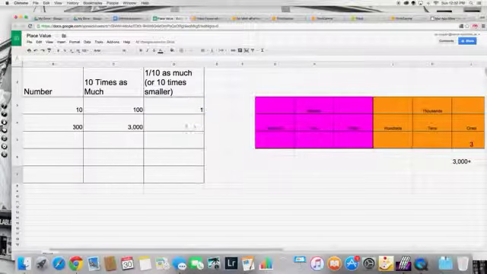There's 30. All right, 10 times as small. I keep saying 3. 10 times as small. In this case, 1/10 of 300. Okay, so that's part of what you'll be doing on your worksheet there.